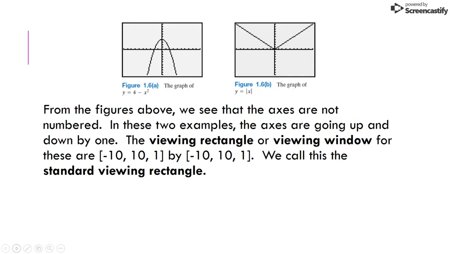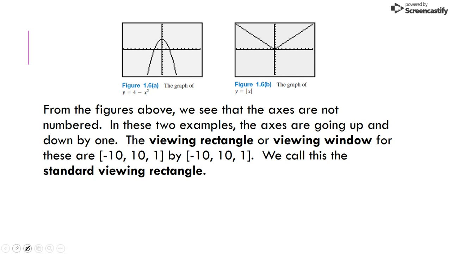So in the two figures above, we see two different graphs, and the axes on these graphs are not numbered. This is how we would see it had we graphed these. So the first one is 4 minus x squared. The second one is the absolute value of x. If we were to have graphed these in a graphing calculator, this is what we would see. So the viewing rectangle or the viewing window is what we call those things. And they are demonstrated as negative 10, 10, 1 by negative 10, 10, 1. This is called the standard viewing rectangle.